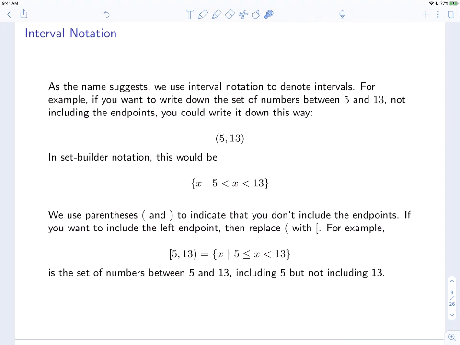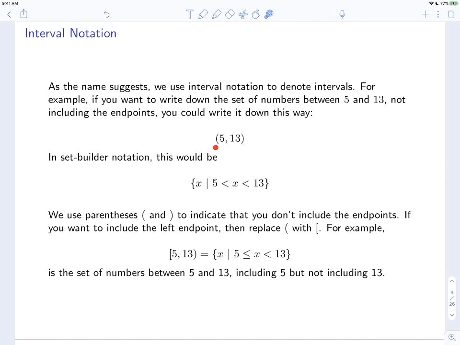The other way of writing intervals is to use what we call interval notation. This is a shorthand notation to make it much easier to write intervals. As the name suggests, we use interval notation to denote intervals. For example, if you want to write down the set of numbers between 5 and 13, not including the endpoints, you could write it down this way. This is what we call interval notation.